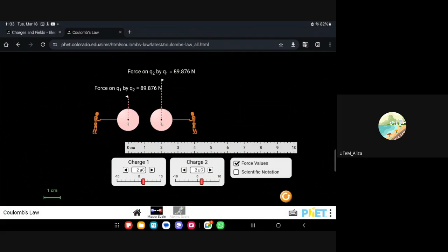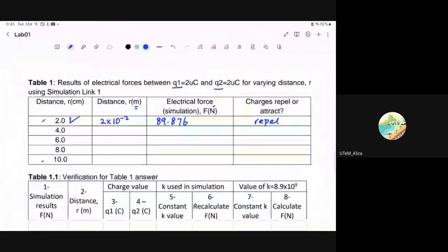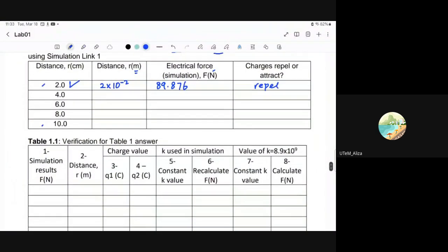In this case, you can see that the fella is actually stopping Q1 from moving towards him. And the person on the right here is also stopping Q2 from moving to him. So the forces experienced by these two charges are actually repelling each other. So that's what we meant. So let's continue to table 1.1.